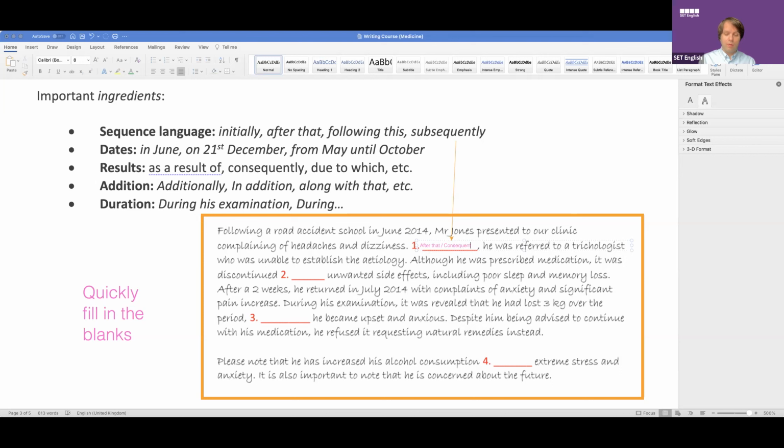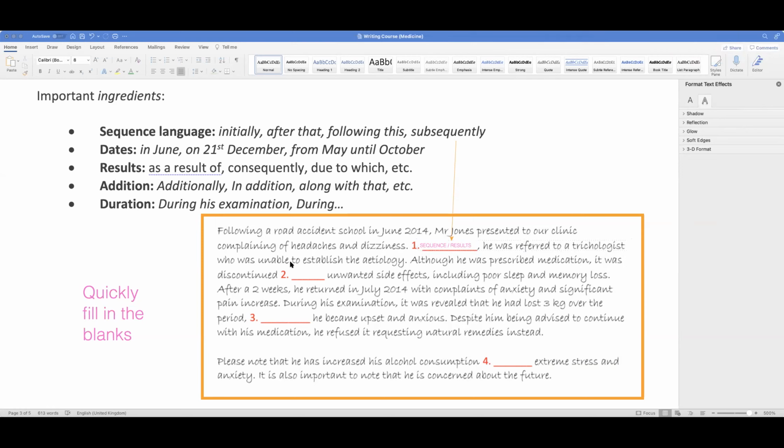Consequently. Yeah. What else? In the conclusion of. And you couldn't say in conclusion, no. After that, you could say as a result. As a result of that. So guys, here we can use sequence and we can use results language, okay? What about number 2?